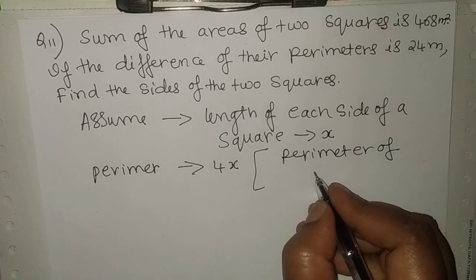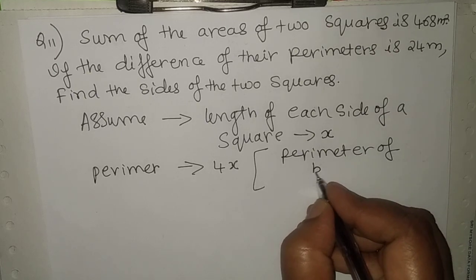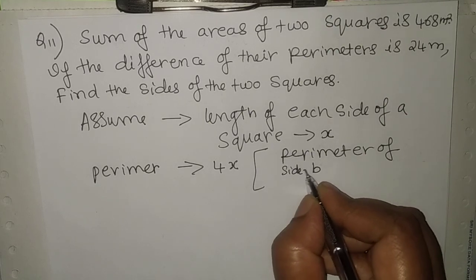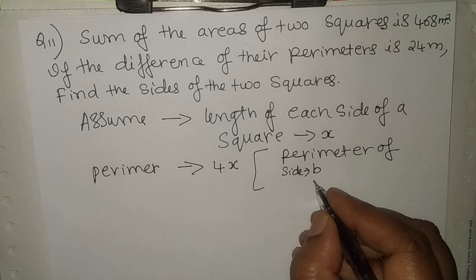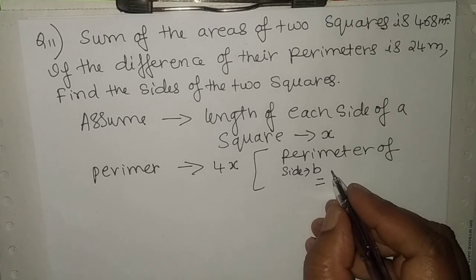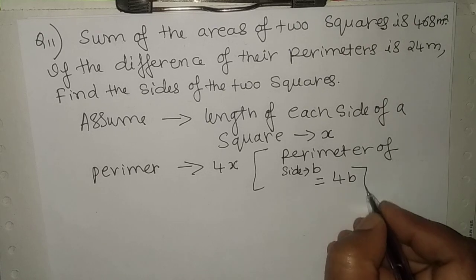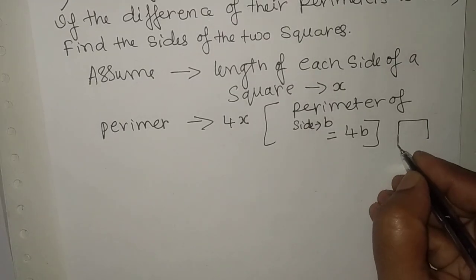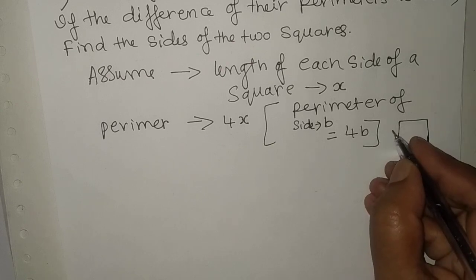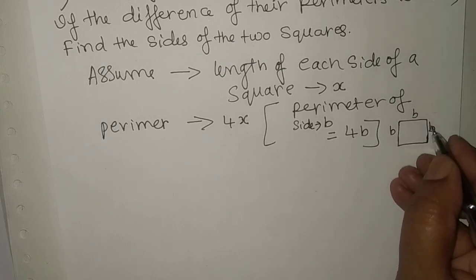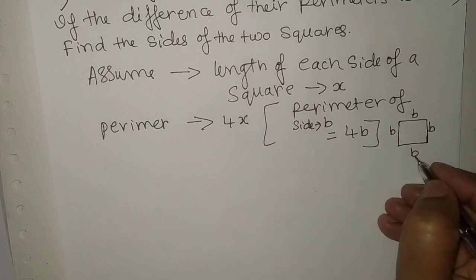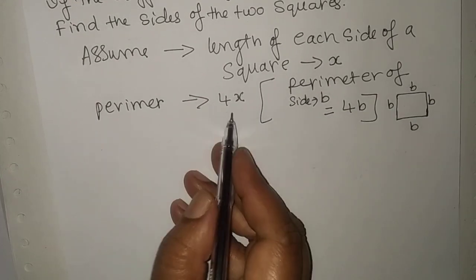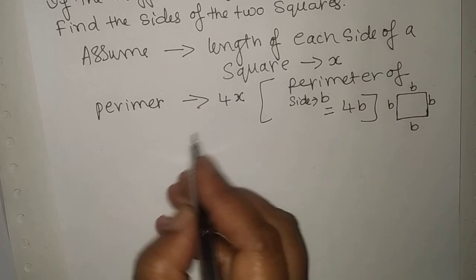If the side is considered B, then the perimeter will be 4B. Consider this as a square having all sides B. Then the perimeter will be 4B, 4 sides. So then it is given by 4x.